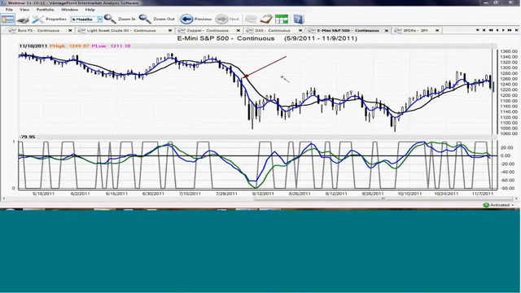The momentum is either strengthening or weakening. As you can see, when we broke down through the zero line here and the market started to turn down, the momentum got very weak. I mean, the market was very weak at this point right here as it sank down.